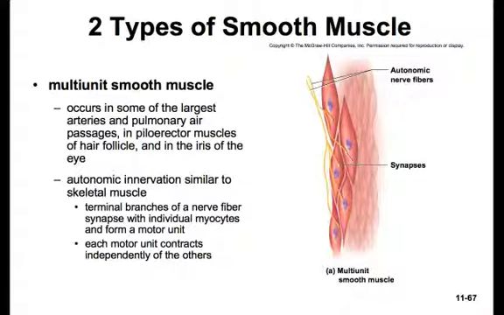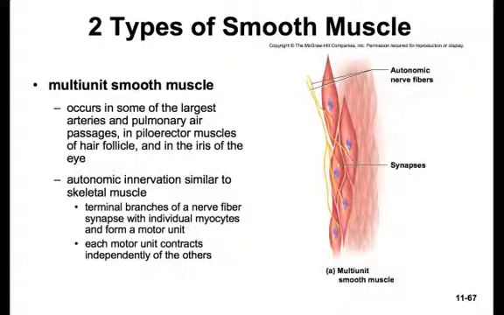There are two main types of smooth muscle: multi-unit smooth muscle and single-unit smooth muscle. In multi-unit smooth muscle, the autonomic innervation is similar to that of skeletal muscle, where terminal branches of one nerve fiber synapse with many individual myocytes to form a motor unit. Each motor unit contracts independently of the others.